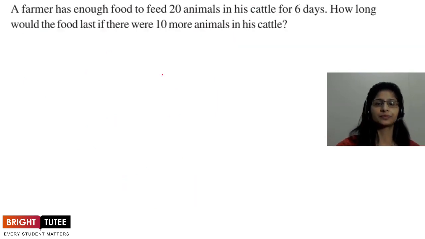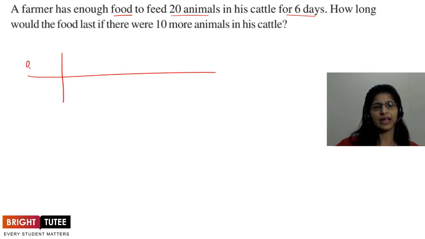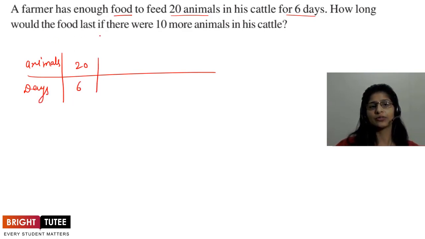Moving ahead, we have another question, and I hope everybody is going to do it easily. It says a farmer has enough food to feed 20 animals and his cattle for 6 days, right? He has some food, and that food can be given to a number of animals. We will write how many, 20, and for how many days he can feed them, 6 days. Now they are saying how long would the food last if there were 10 more animals. 10 more animals, that means there are 30 animals, so we have to calculate the number of days.